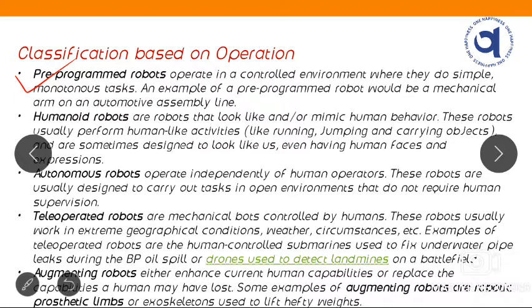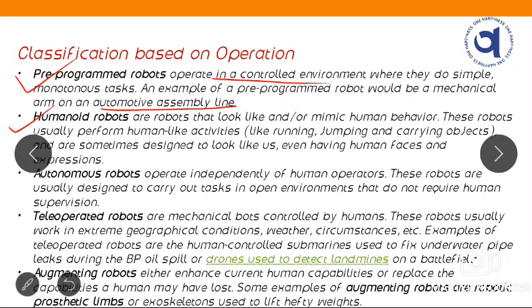The task is very repetitive, so we have programmed that task and they will keep repeating it. For example, in assembly, robots are of this pre-programmed kind. So controlling them is very easy. They are very controlled, and according to the program they will perform the task.